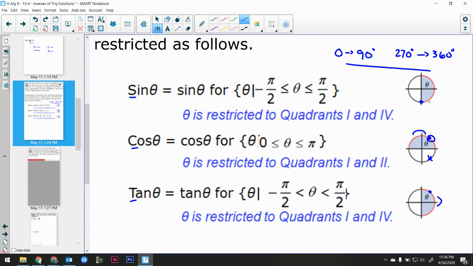What's another way to say 270 degrees? Negative 90 degrees. So we can go from negative 90 degrees to positive 90 degrees. And that's what they're saying here, just in terms of radian measure. Okay, well, I don't need to do anything special for cosine because I can just say 0 to 180. But for tangent, I do have to do the same thing, negative 90 degrees to positive 90 degrees.